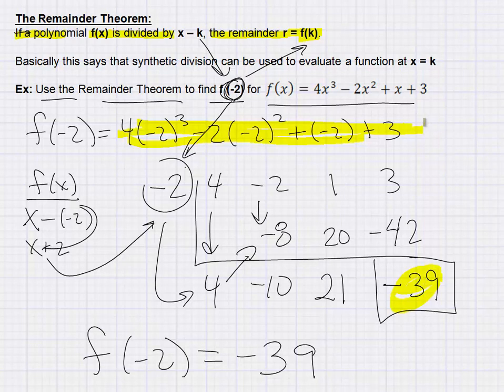Especially, think about it, if your polynomial is really, really large, and that means you have very high powers, raising numbers to higher and higher powers gets really big and fairly complicated. This stays fairly simple the whole time. But that's how the remainder theorem works. If a polynomial f of x is divided by x minus k, then the remainder will be f of k.